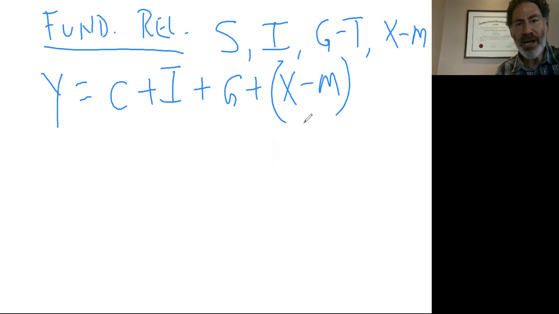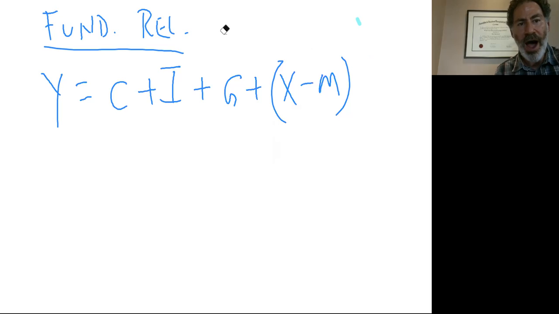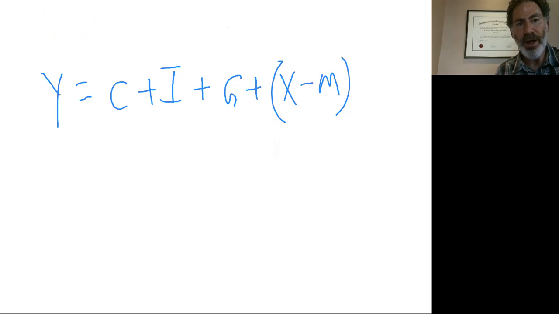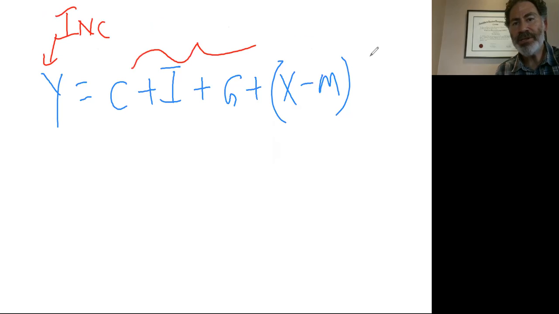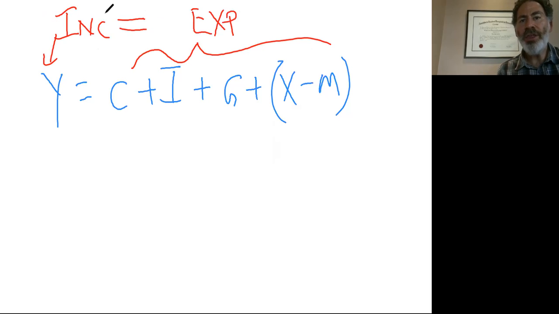So let me just give ourselves a little bit of space here and put this up here. Let's fill it in so that we know what we're talking about. Y can refer to income. And then C plus I plus G plus X minus M is equal to the expenditures. When the economy is in equilibrium, the expenditures equal the income. If somebody spends $1, someone else earns that $1. That's what we're saying.